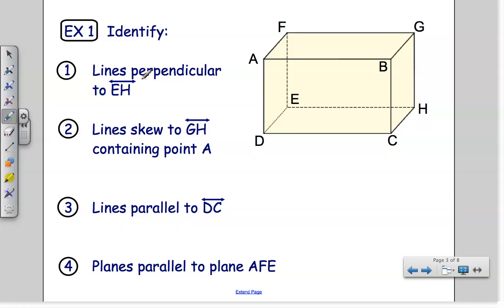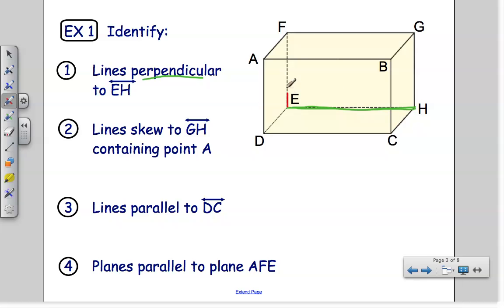So let's come up with lines that are perpendicular to line EH. What does perpendicular mean again? Perpendicular means meets at a right angle. I'm trying to go at a right angle to line EH, so I'm just highlighting EH in green here. Now perpendicular means intersects at a right angle. And think about all the lines that intersect EH at a right angle.